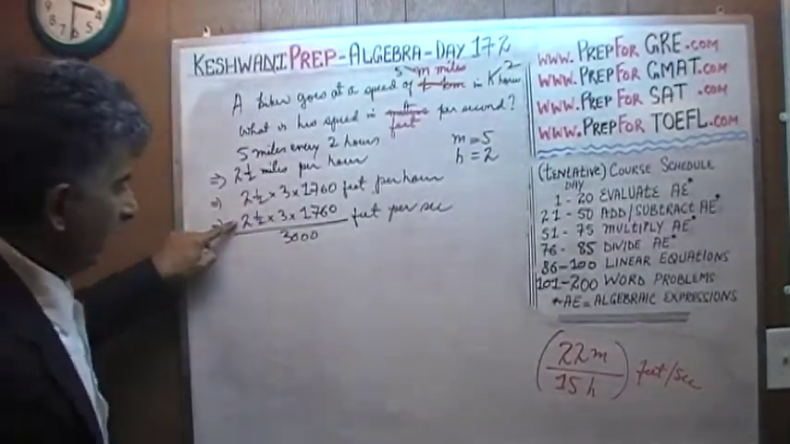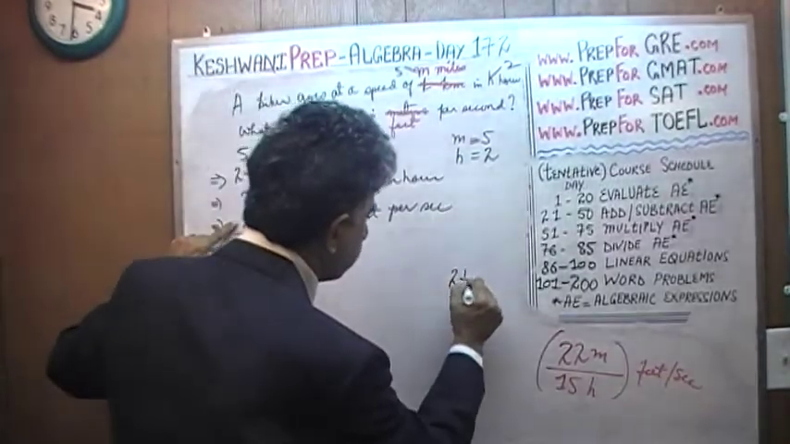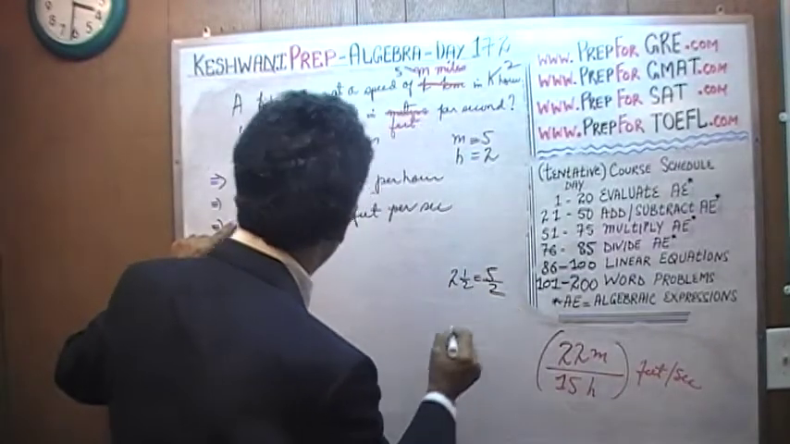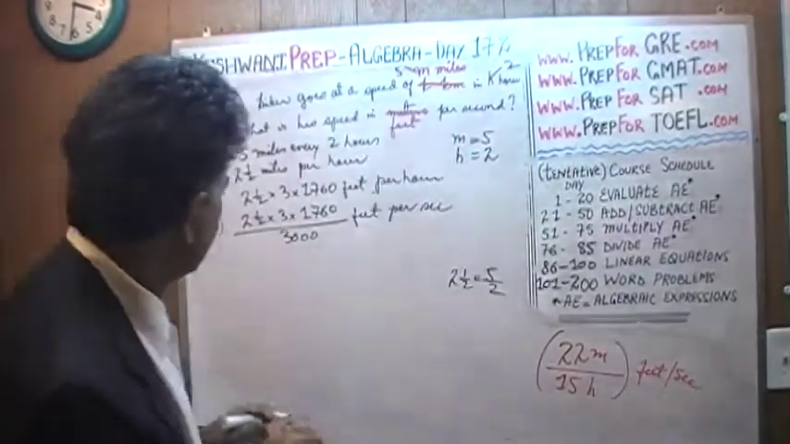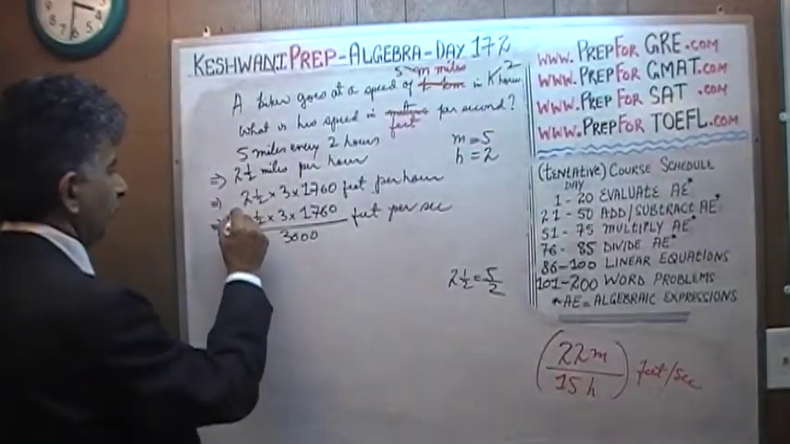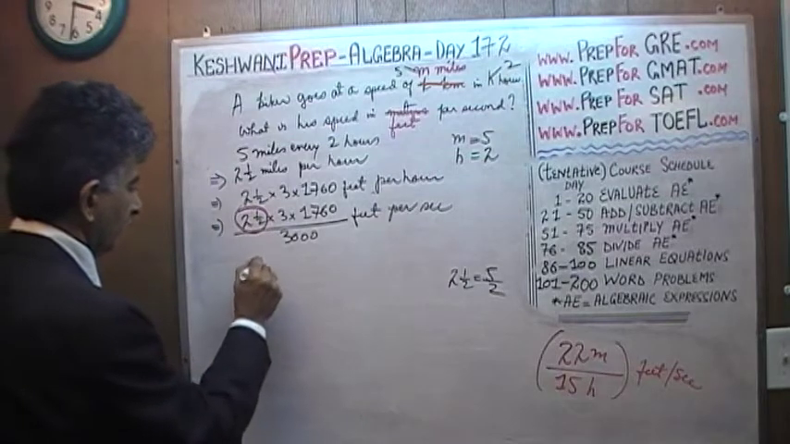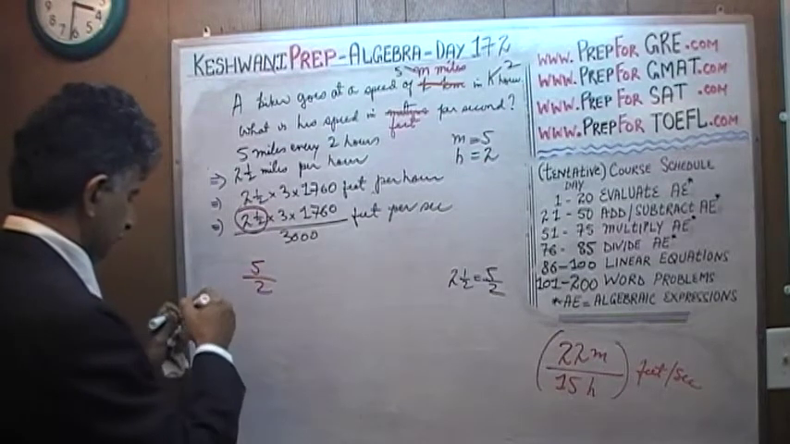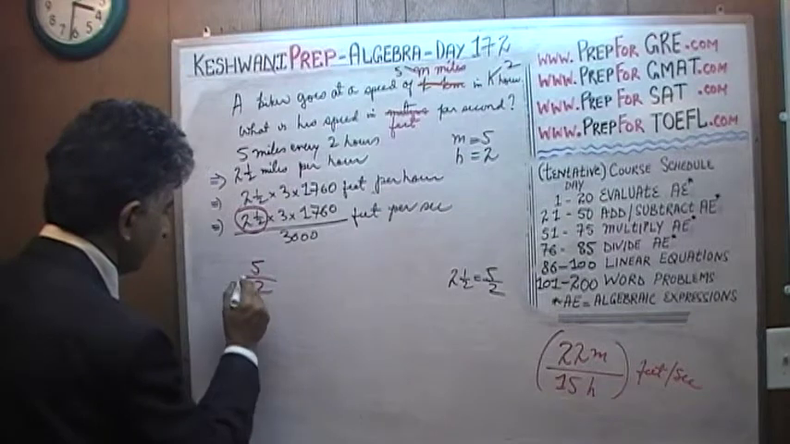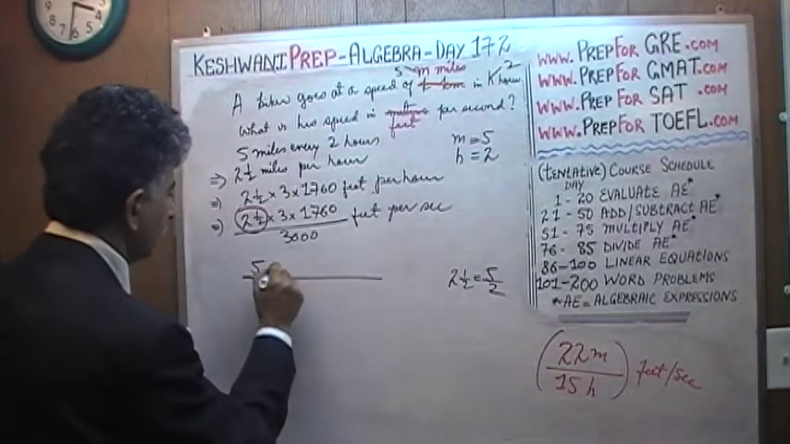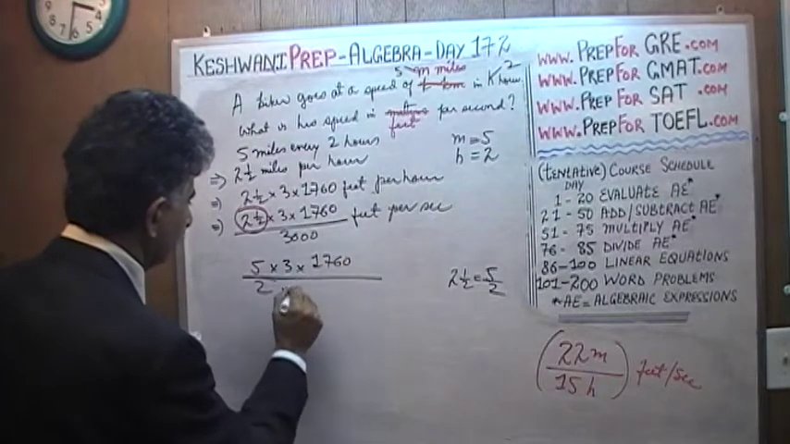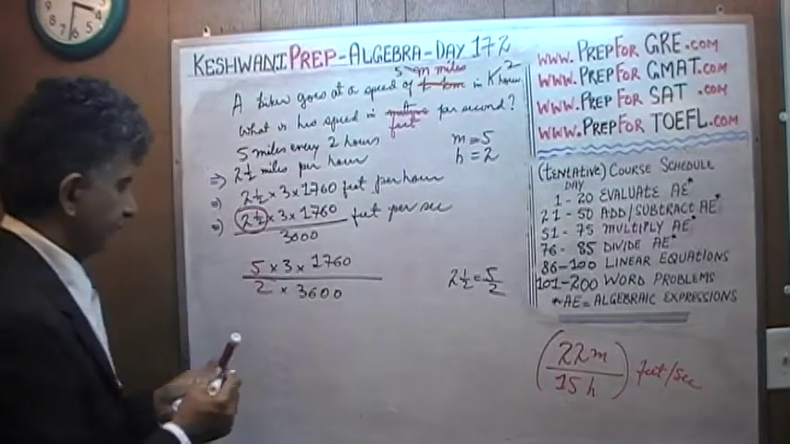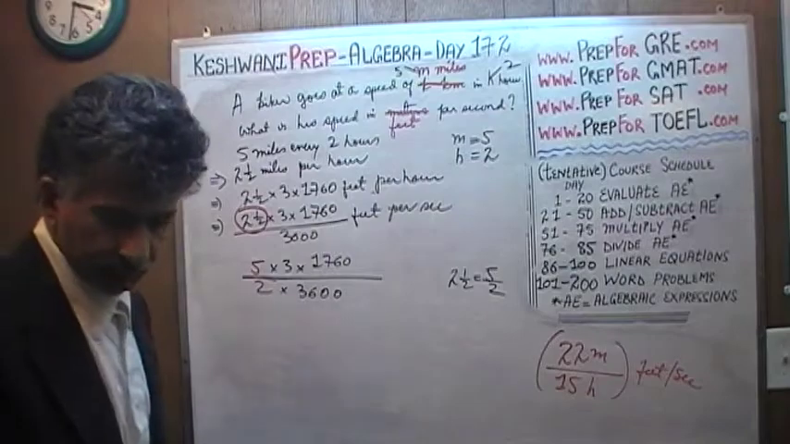I'm going to write 2.5 the same as 5 over 2. So I'm going to replace this thing as 5 over 2, and the rest is the same. Times 3 times 1760 over 3600. Alright?